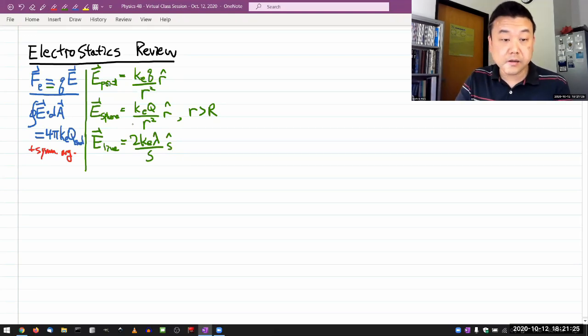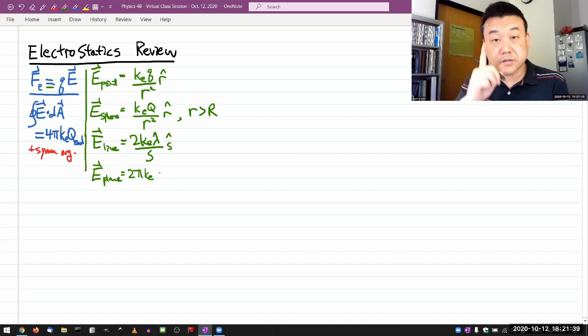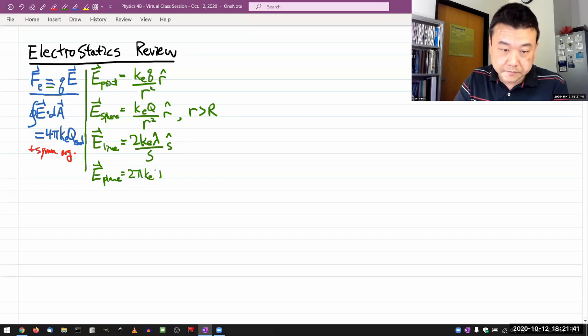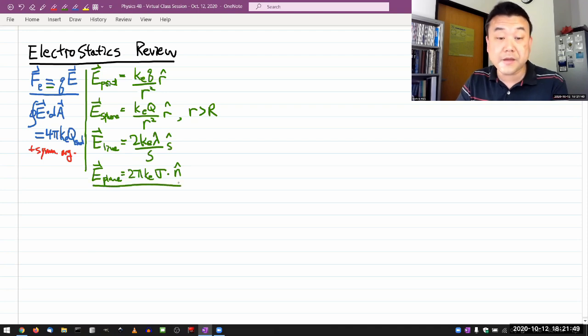And the final formula is the electric field due to a plane of charge. And that's given by, do I remember? Yeah, 2 pi times Ke times the surface charge density and times the normal vector. And this is an interesting formula that doesn't depend on distance. That's a result that we derive out of application of Gauss's law.